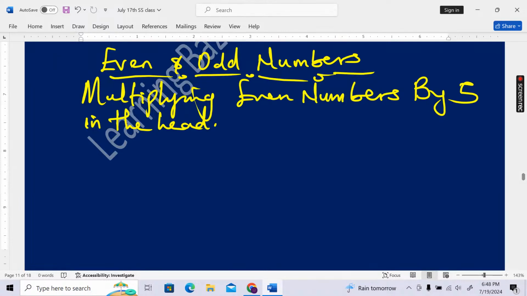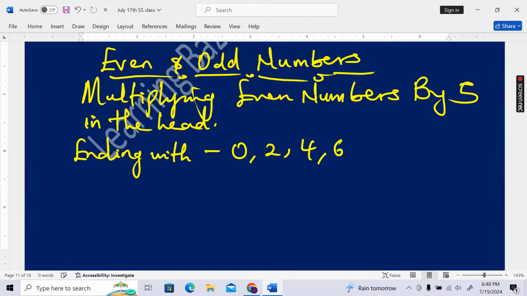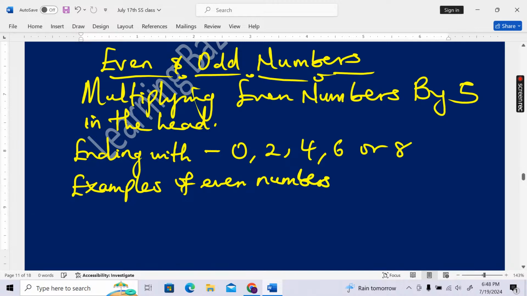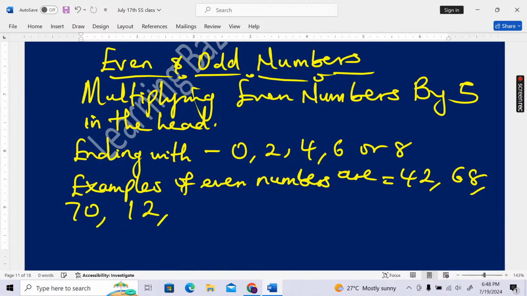Okay, so even numbers are numbers ending with either 0, 2, 4, 6, or 8. Examples of even numbers are 42, 68, 70, 12, 14, 44, 54, etc.